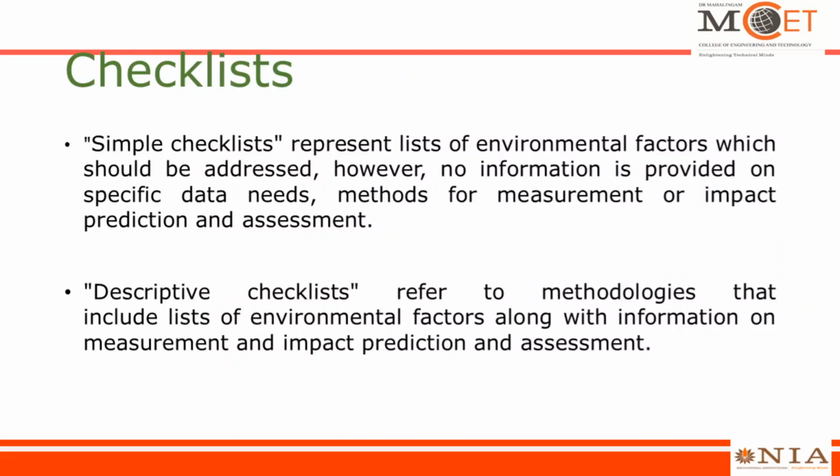So the simple checklist represents a list of environmental factors which should be addressed. However, no information is provided on the specific data needs, methods for measurement or impact prediction or impact assessment, right? We are simply listing down the environmental factors with no other information. That is simple checklist. Descriptive checklist refers to the methodologies that include a list of environmental factors along with information on measurement, impact prediction and assessment, right? So here we are not just looking at the environmental factors, we are also going to look at the measurement of the impact prediction, impact assessment. So that is what happens in descriptive checklist. So descriptive checklist is superior when compared to simple checklist.